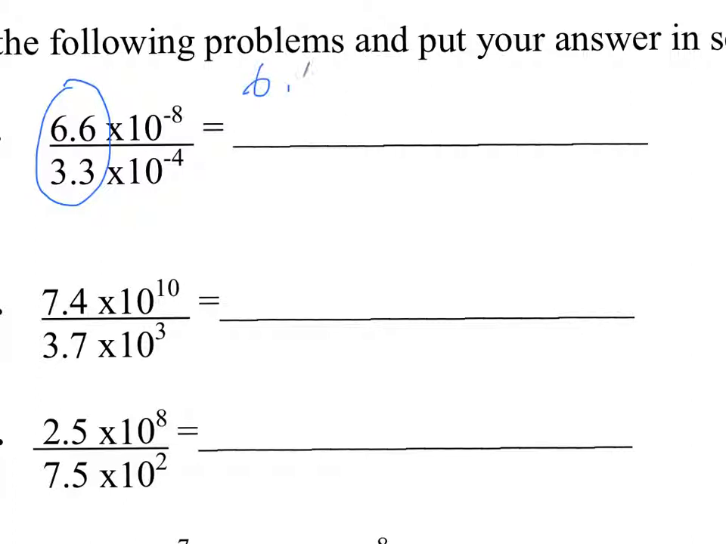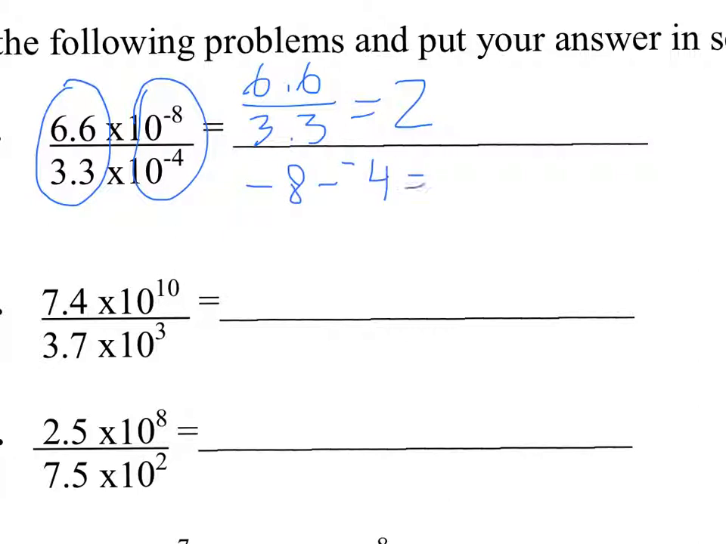6.6 divided by 3.3 is just equal to 2. Then we can take a look at our powers of 10, and when we're dividing, we subtract what's underneath from what's on top. So we have minus 8 minus 4, which is just equal to minus 4. So our number, 6.6 divided by 3.3, that's 2, and we'll add another significant figure since we have two figures there, times 10 to the minus 4. Okay?